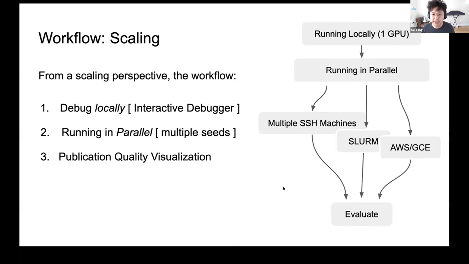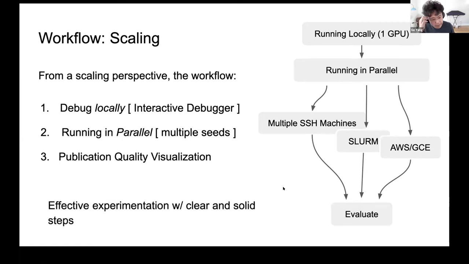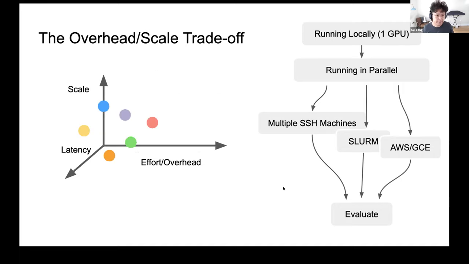The goal is to basically go through these funnels, different parallel computing infrastructures, to produce the publication quality visualization we talked about earlier. This is how you measure your incremental progress, and how you make sure you're not just shooting in the dark. So the overall scheme of this part is that we want to do experimentation effectively by taking clear and solid steps.